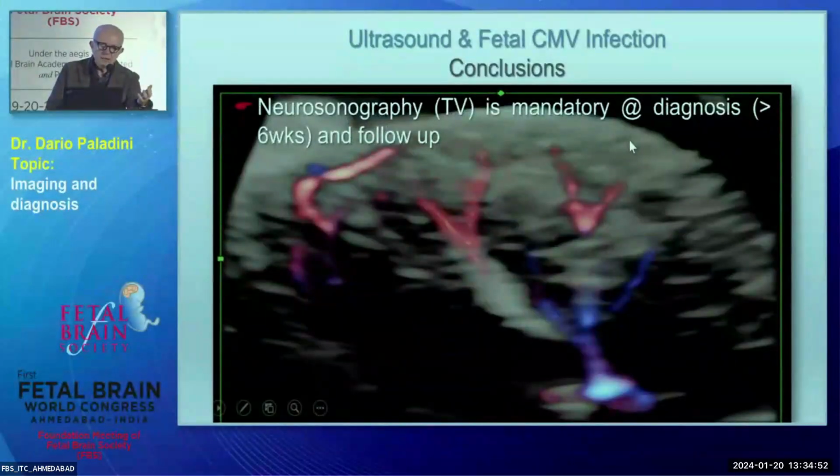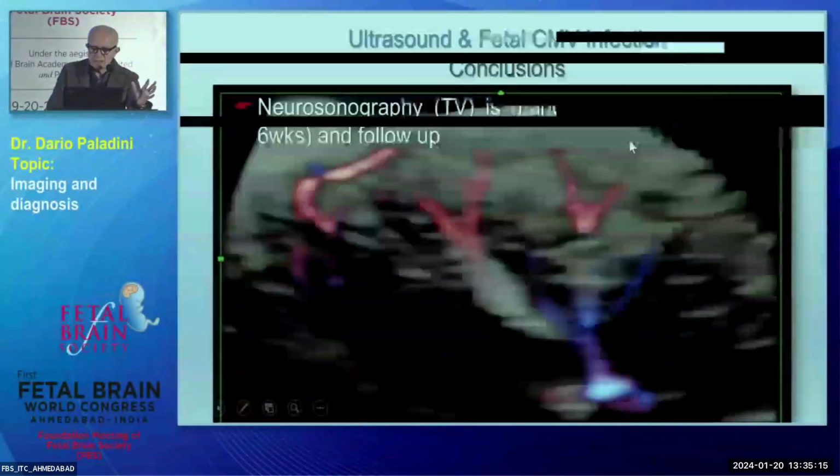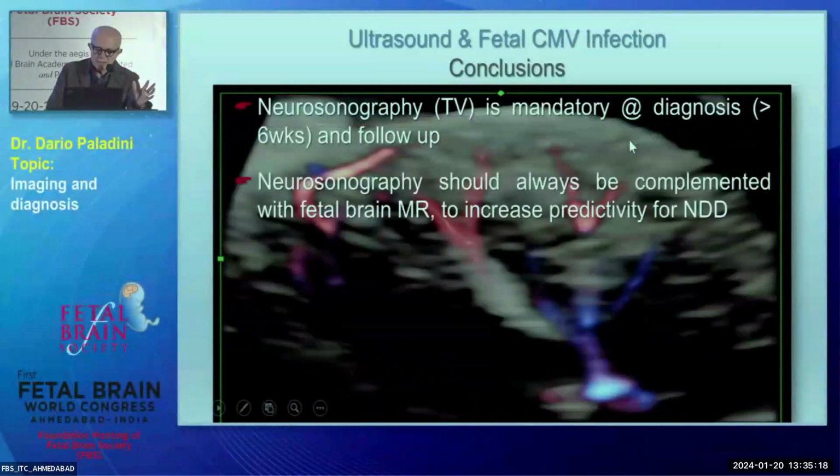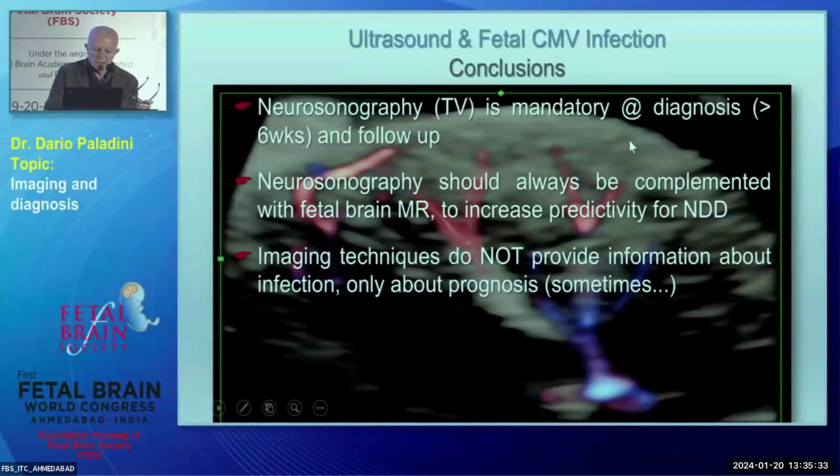So I have also some slides on parvo and on toxoplasmosis, but not to eat more time, I will close it here. So as far as CMV infection is concerned, also because Anita will cover the workup after me, we'll keep it focused on CMV only. Neurosonography is mandatory for diagnosis to rule out the presence of lesions already in place, and for follow-up. It should always be complemented with fetal brain MR to increase the predictivity, considering that T2 hyperintensities are not clinically relevant lesions on MRI. So let's try to focus on that.